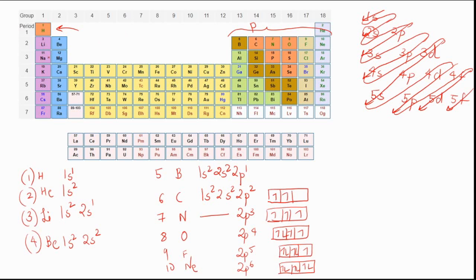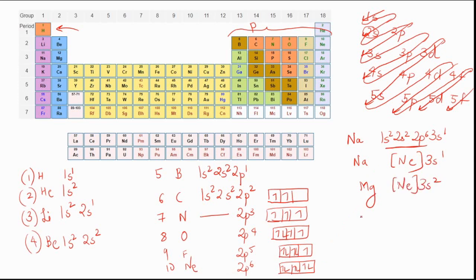Sodium has 1 electron in, after 2p, we'll be filling in 3s. So sodium is 1s2, 2s2, 2p6, and then 3s will have 1 electron. So this electronic configuration is the same as neon. So we can write for sodium: neon and then 3s1. Then we have magnesium. Magnesium will also be neon and then 3s2. So this will simplify our electronic configurations.